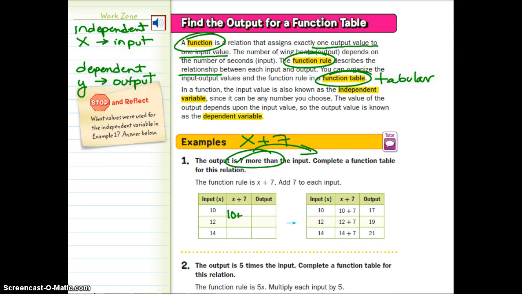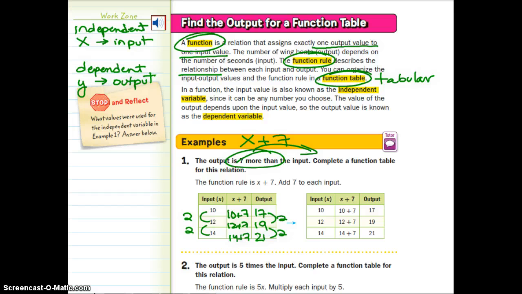So 10 plus 7, 17. 12 plus 7, 19. And 14 plus 7 is 21. Notice that the change between them is 2. So again, just looking at the consistency, I can guess based on the fact that my input is increasing by 2 for each 2 numbers, because the spacing of this is also 2. Are there any questions there?